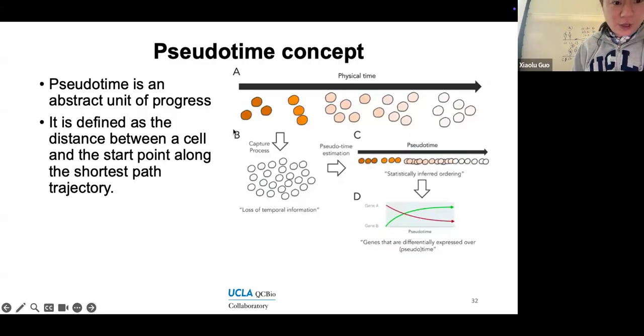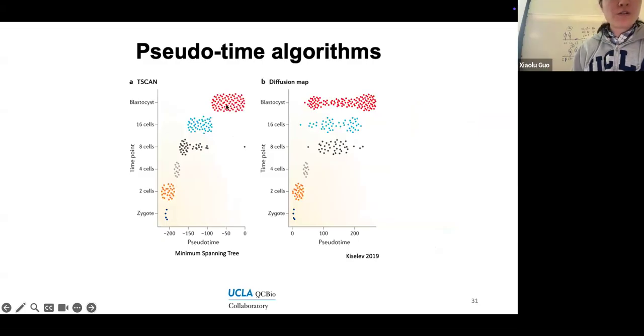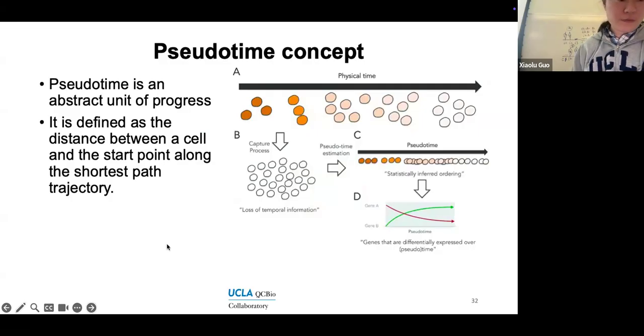We need to keep in mind that pseudo-time is an abstract unit of progress. It isn't equivalent to physical time, though sometimes it may align. For example, this one may align with the developmental time, but most of the time it is not equivalent. It's defined as the distance between a cell and the starting point along the shortest path trajectory.